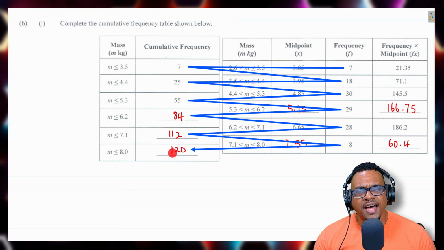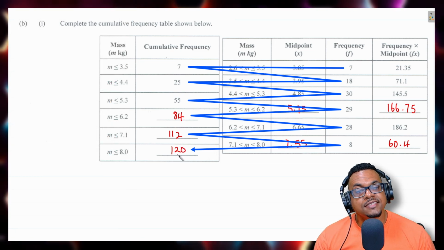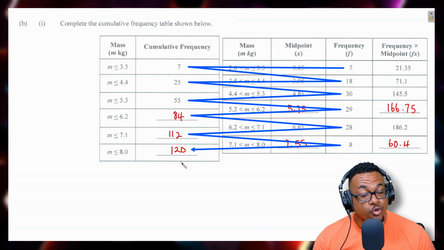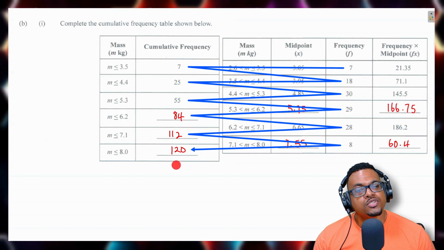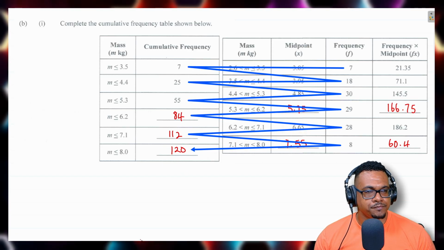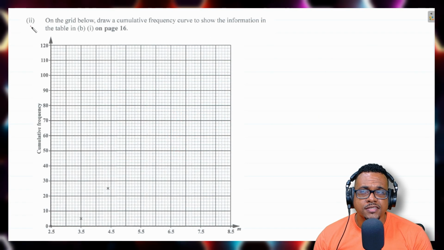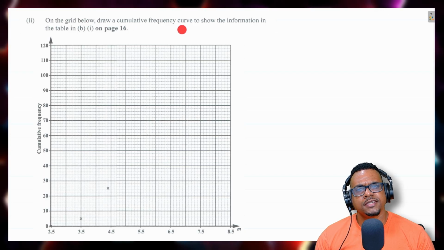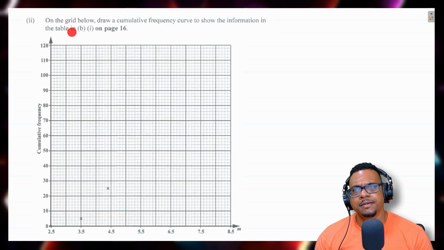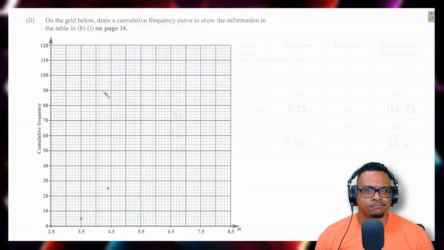Now notice your last cumulative frequency is the same as sigma f. It must always be like that. Sigma f and your last cumulative frequency must always be the same number. So moving on to question B, part 2, we have on the grid below, draw the cumulative frequency curve to show the information in the table in B, part 1.